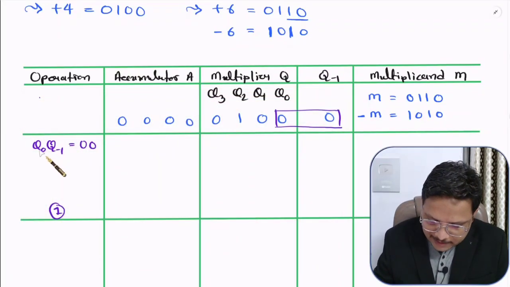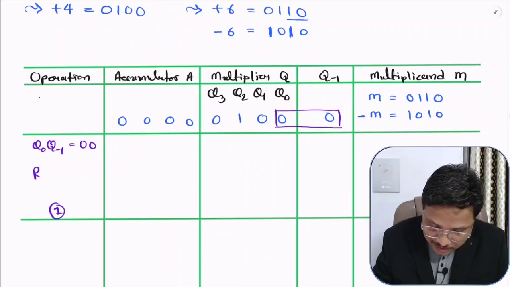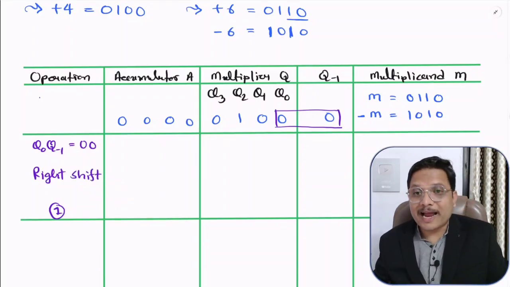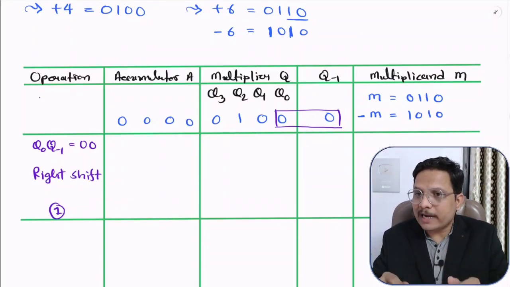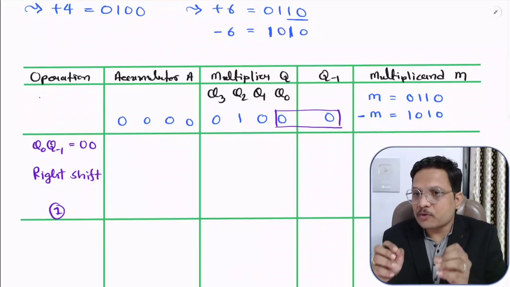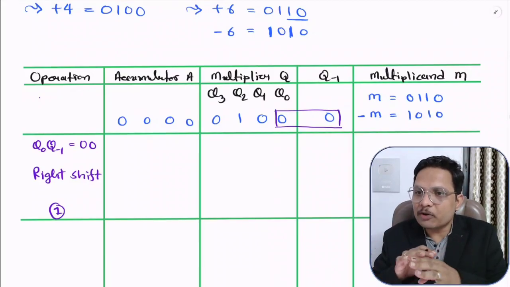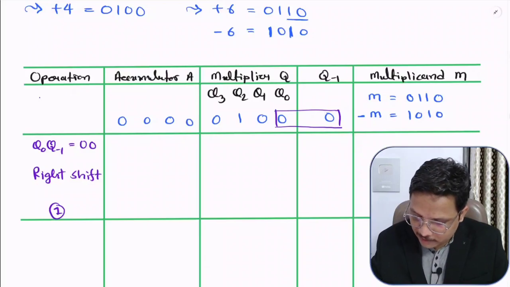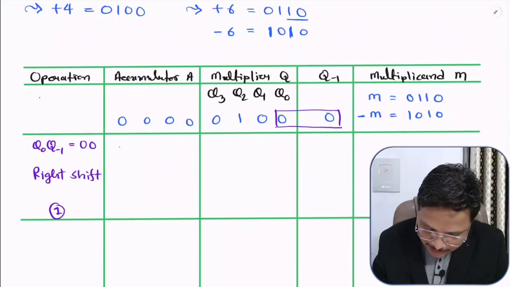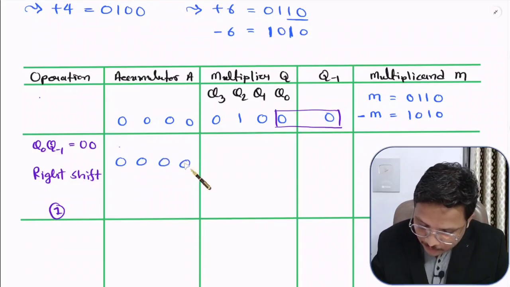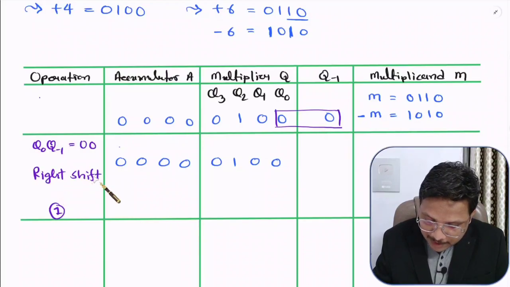Right. So here it is 0, 0, so I don't need to perform any arithmetic operation. But right shift is compulsory. Right shift I'll be doing every time after the arithmetic operation. As Q0, Q minus 1 is 0, 0, I don't need to perform add or subtract. So I'll copy this data as it is, 0, 0, 0, 0, and this data, 0, 1, 0, 0. But I need to perform right shift.